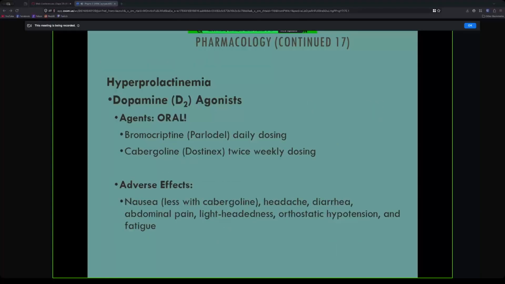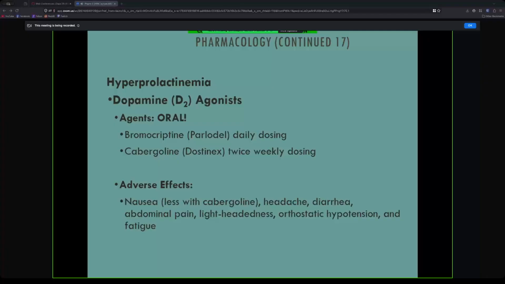So for hyperprolactinemia, there are two oral agents you need to be aware of, and it's large and exclaimed on the slide because this is really the first time we've talked about agents for treating dysfunction of the HP axis with oral meds. Bromocriptine, or Parlodel, is daily, and cabergoline, or Dostinex, is twice weekly dosing. So cabergoline obviously has a longer half-life. That's why you can use the twice weekly dosing.